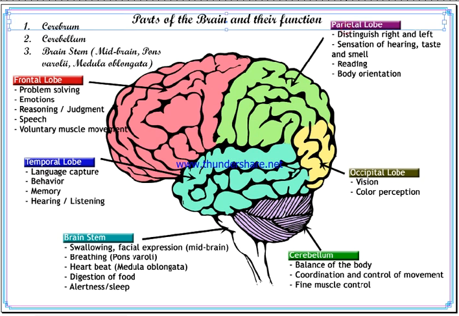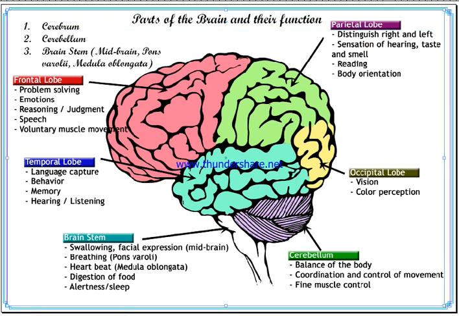Okay, next one is the parietal lobe. Well, the parietal lobe distinguishes right and left. You know, you can differentiate between right and left, the sides. Yes, that is done by the parietal lobe, and it is also related to the sensation of taste and smell. Most of the hearing is performed by the temporal lobe. However, some part of the parietal lobe is also related to hearing, and mostly the parietal lobe is responsible for detecting chemical substances by taste and smell. Okay, they detect chemical indicators.